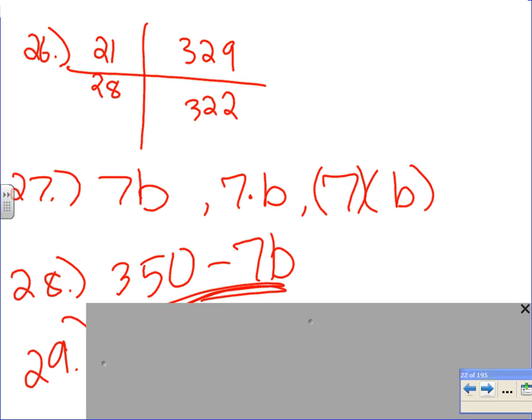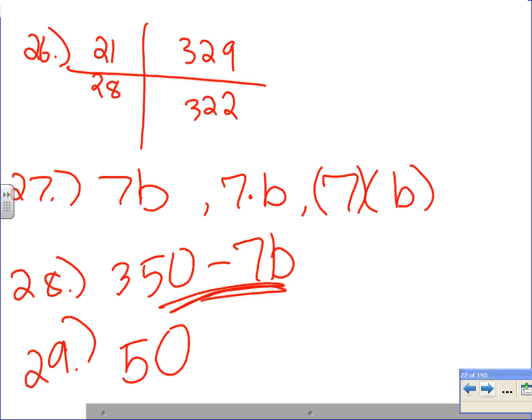Good job. Very good. This is the amount of money you have. $7 is how much each book cost. We don't know how many we're purchasing. So this is your expression that we use to find, okay, how much money do we have left? Number 29 should be 50. So you will be able to purchase 50 books before the $350 is spent. So that's the maximum amount of books that you can purchase.